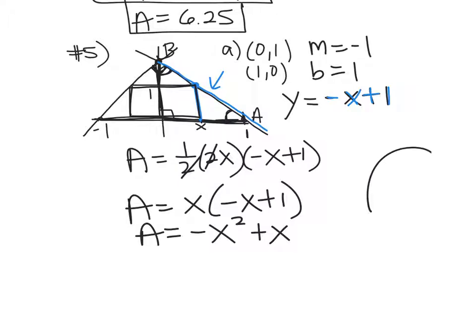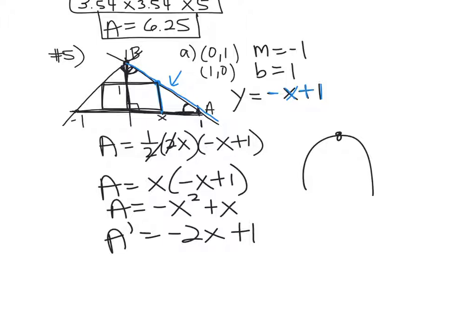This is an upside down parabola. It will have a maximum area. So take the derivative of the area and you get -2x plus 1. Set that equation equal to 0 and solve. So x equals 1/2. Now, I kind of jumped ahead. Oh, why did I write 1/2? Am I completely wrong? Yes, I am. It's not 1/2.